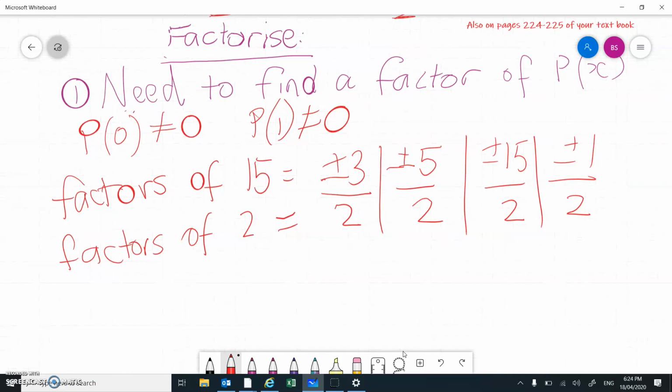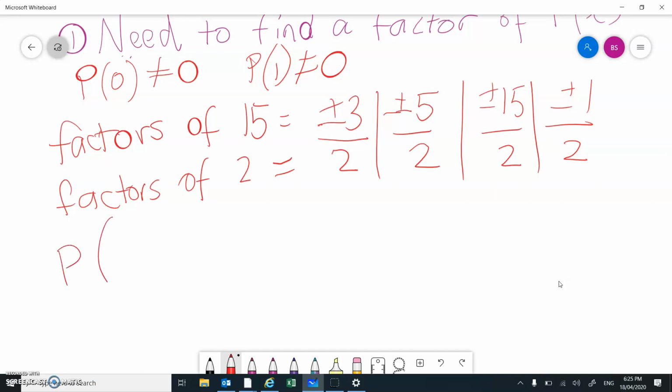Now what we've got here is positive 3 on 2, negative 3 on 2. We have to try them and see if we sub them in, we get 0. So positive 5 on 2 and negative 5 on 2. Positive 15 on 2, negative 15 on 2. It's a bit of work. Hopefully you have a calculator.